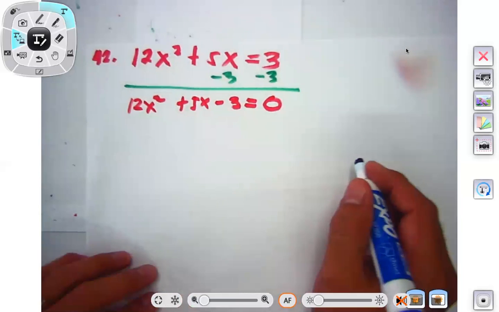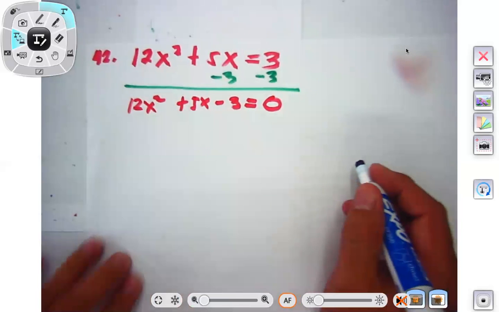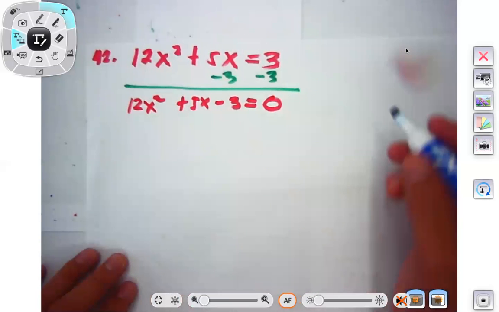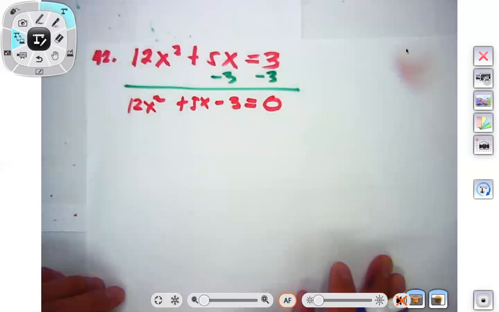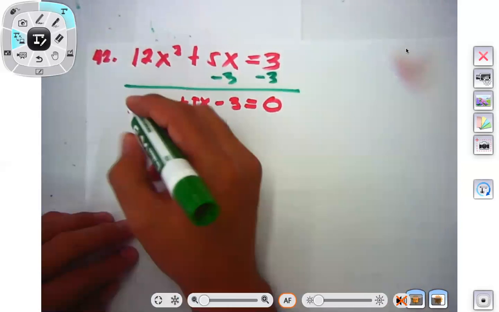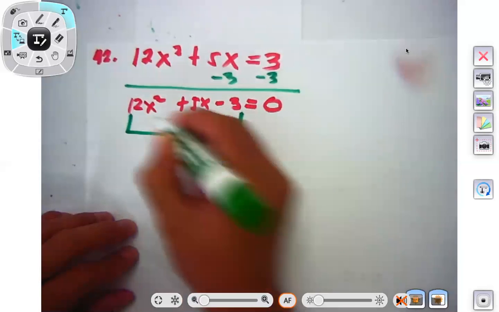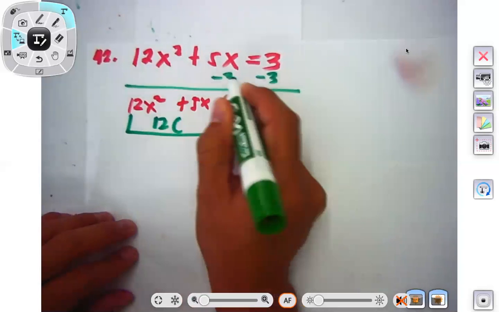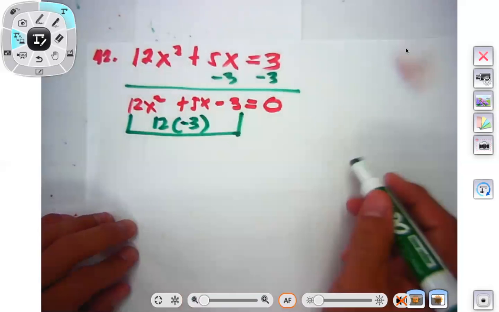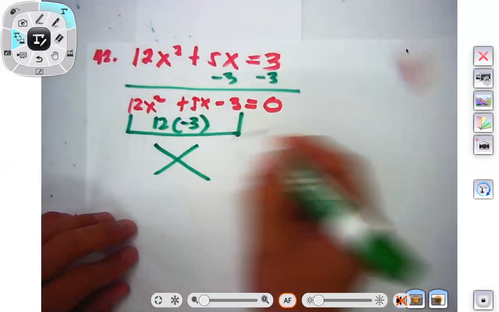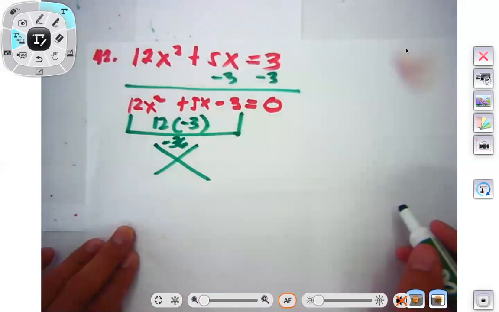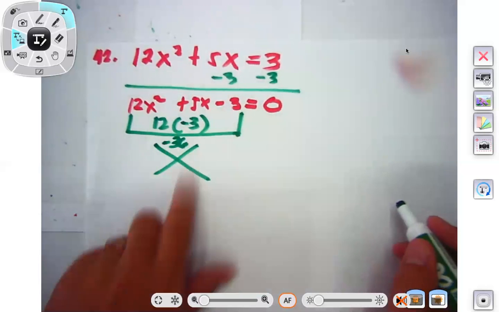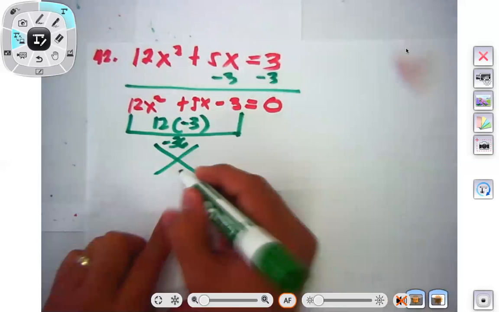Now, here, if we look at 12, 5, 3, we don't have a GCF. And so that means we have to use the AC method. Factoring, we just did that yesterday. So let's try that. We multiply your A and C. Your A is 12, your C is -3. So what's 12 times -3? It's -36. The sum here is 5.